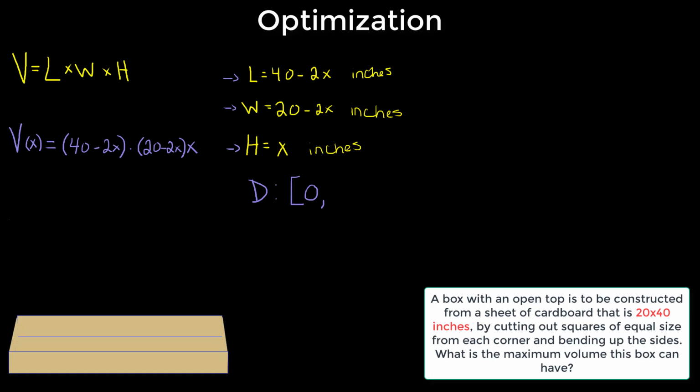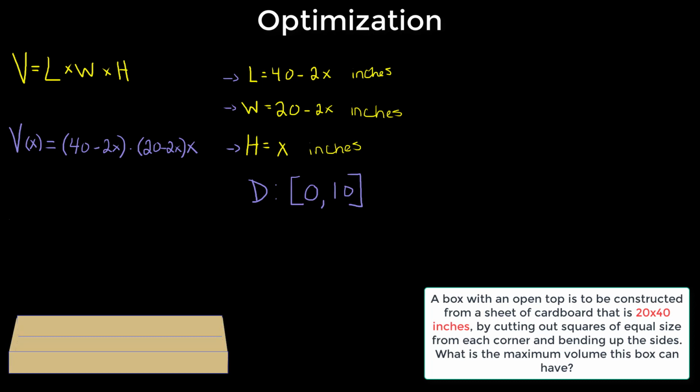So our domain for x is limited to values ranging from 0 to 10, and these values are inclusive. So now that we've done this, we're ready to optimize. We are all set. Let's just go ahead and expand this volume function. That way, when we take the derivative to find the maximum, it'll be nice and easy.